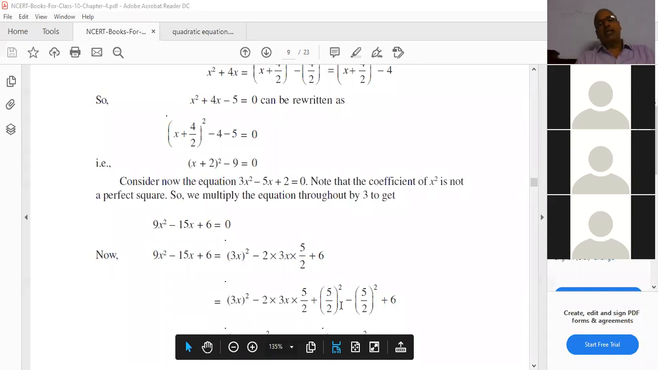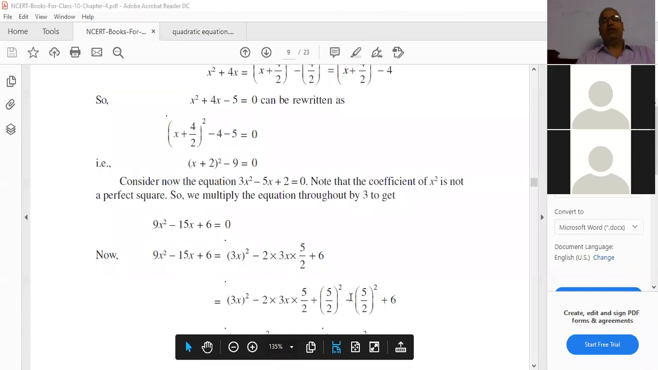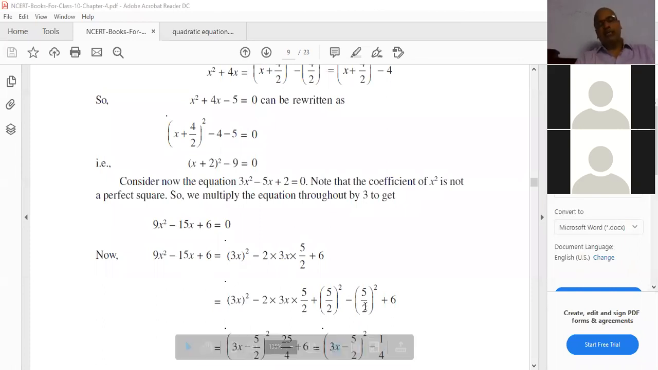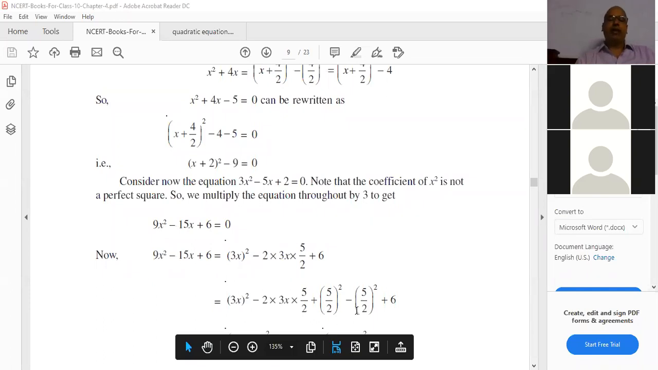Unnecessary, you wrote this extra step. That's why we have to subtract also. Whatever you wrote extra, that must be minus. Then plus and minus cancel, nothing you added. That's why, without changing the step, I have to add plus (5/2) whole square. At the same time, I have to subtract (5/2) whole square also.